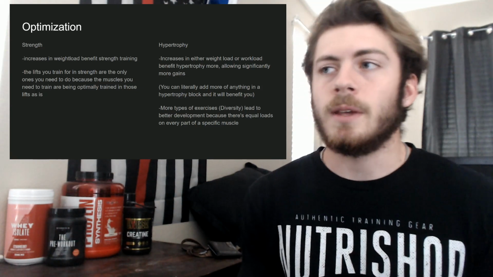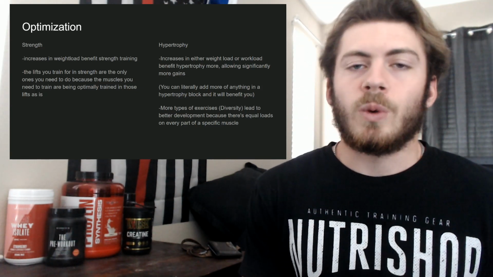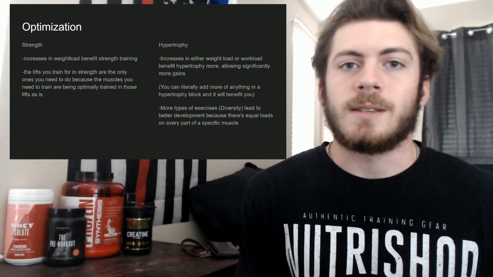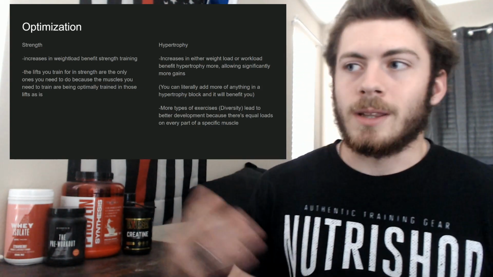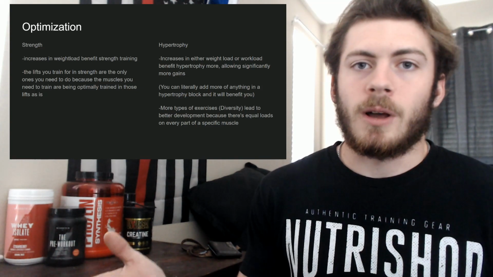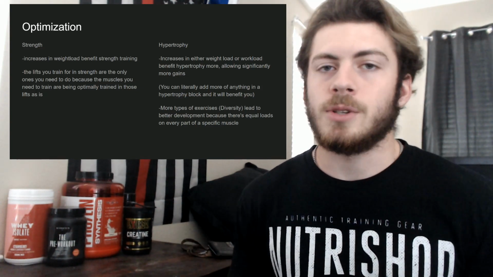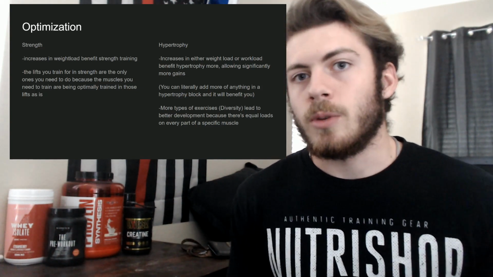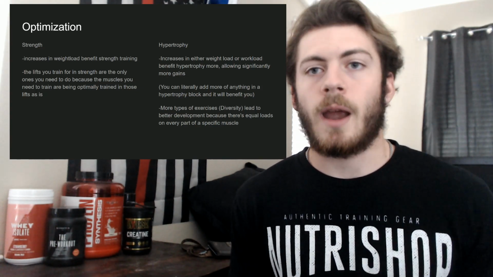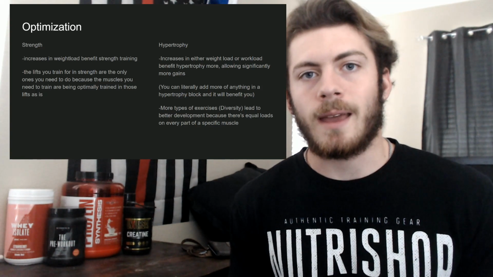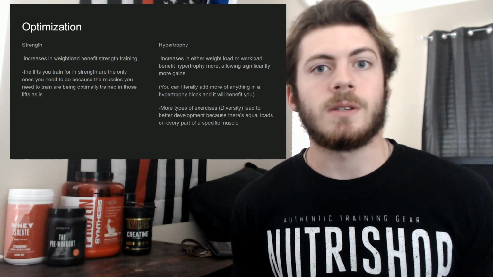So in hypertrophy, increases in either weight load or workload benefit hypertrophy more, allowing significantly more gains. You can literally add more of anything in a hypertrophy block and it will benefit you, and that's 100% true. You could increase the weight, you can increase how many reps you do, how many sets you do, how many workouts you do. It doesn't matter. Everything's going to get you more gains and more muscle, which is obviously really good.